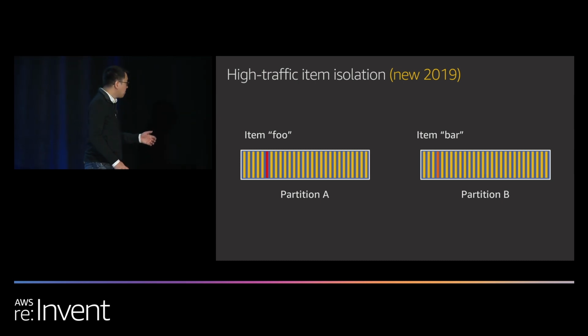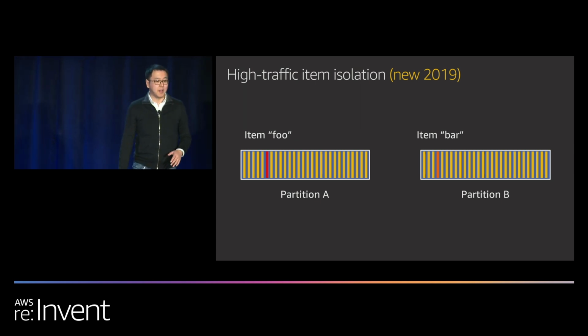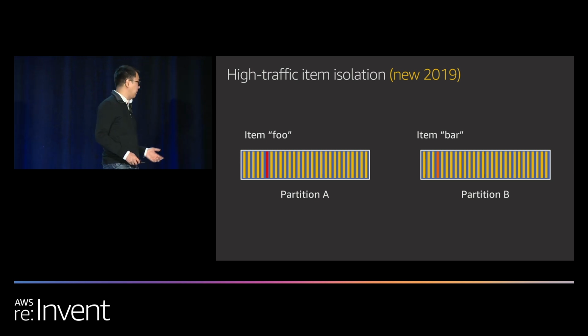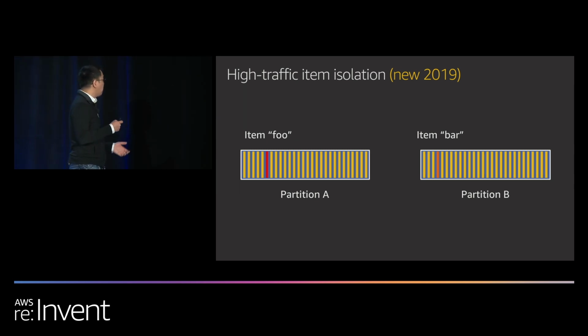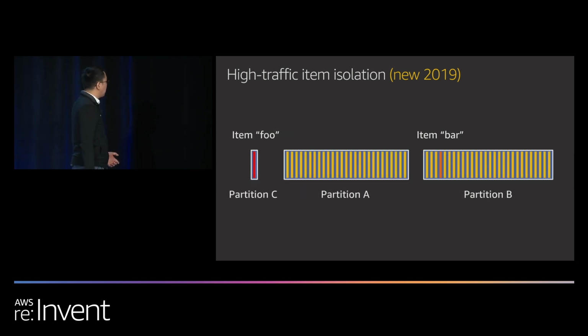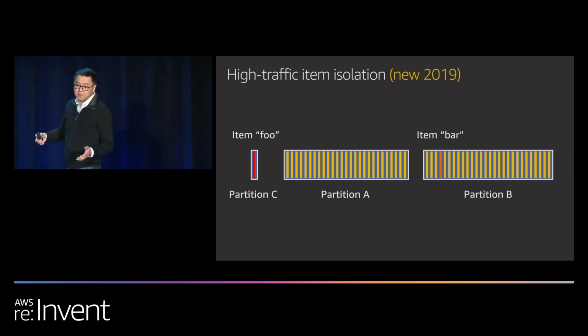However, item foo is still driving a crazy amount of traffic, and it's still consuming all the throughput capabilities that partition A can provide. What DynamoDB will now do is isolate item foo onto its own partition, partition C.